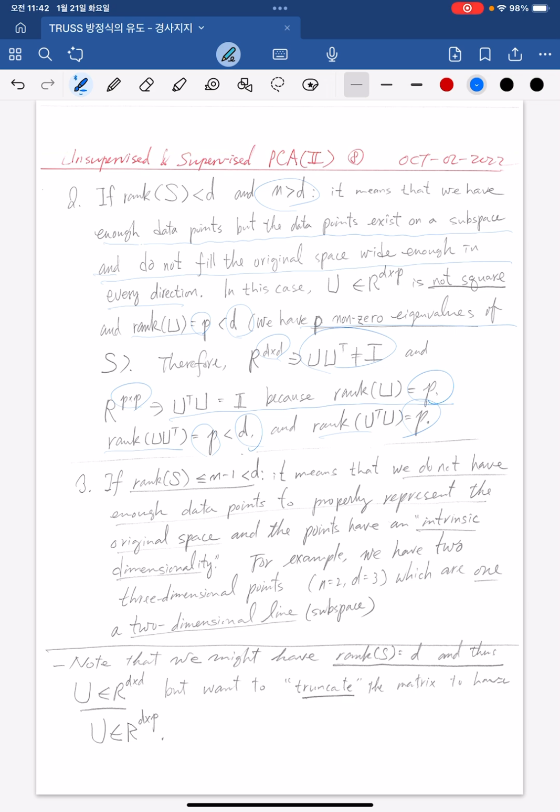If rank S is less than or equal to n-1 and also less than D, it means that we do not have enough data points to properly represent the original space, and the points have an intrinsic dimensionality. For example, we have two three-dimensional points, n equals 2 and d equals 3, which lie on one line. Note that we might have rank S equal D. Thus, the part to truncate the matrix is to have U as D by P.